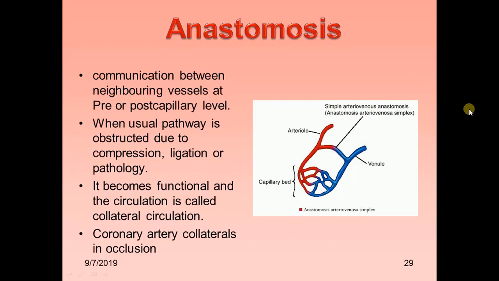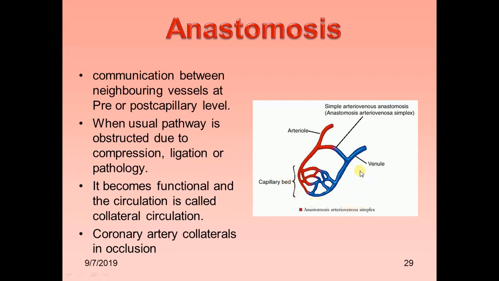Now we'll come to what is called anastomosis. An anastomosis is a communication between two blood vessels. It might be prior to the capillary formation, at the pre-capillary level, or it might be at a post-capillary level, after the formation of the capillary plexus. Why this anastomosis is needed is that it is an alternative route of circulation, because if an artery is blocked at any point, then naturally the blood has to find an alternative route to reach the target areas.